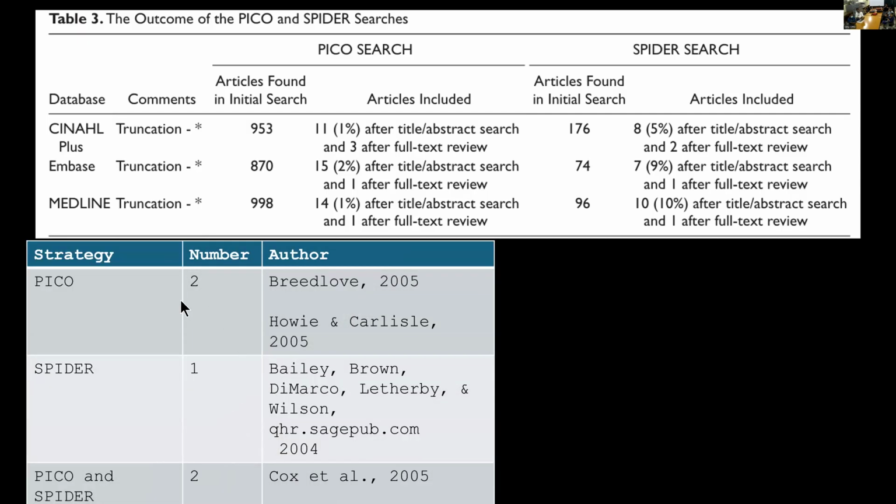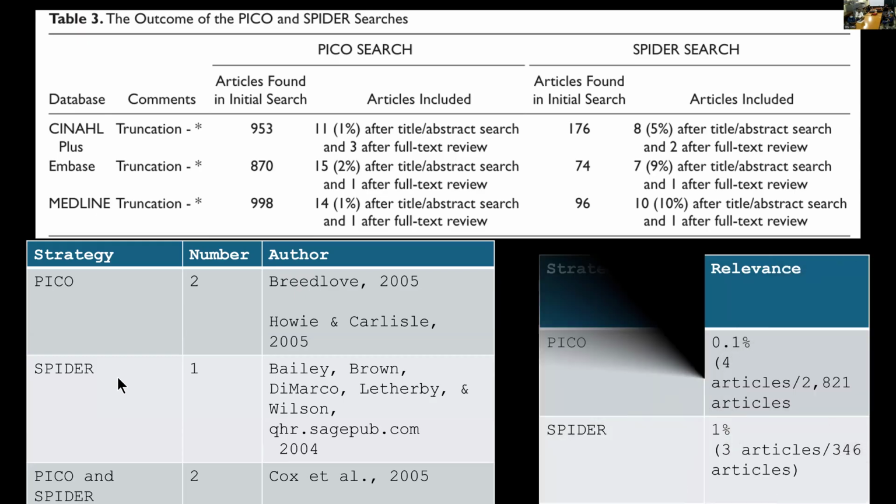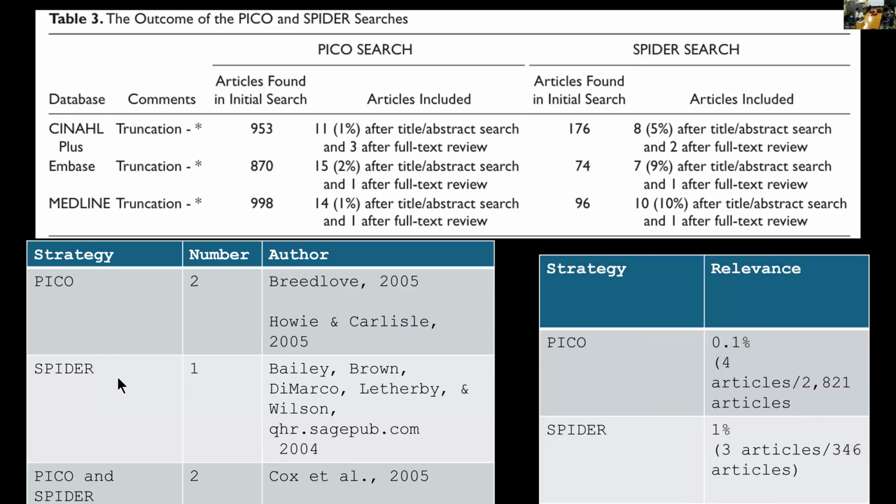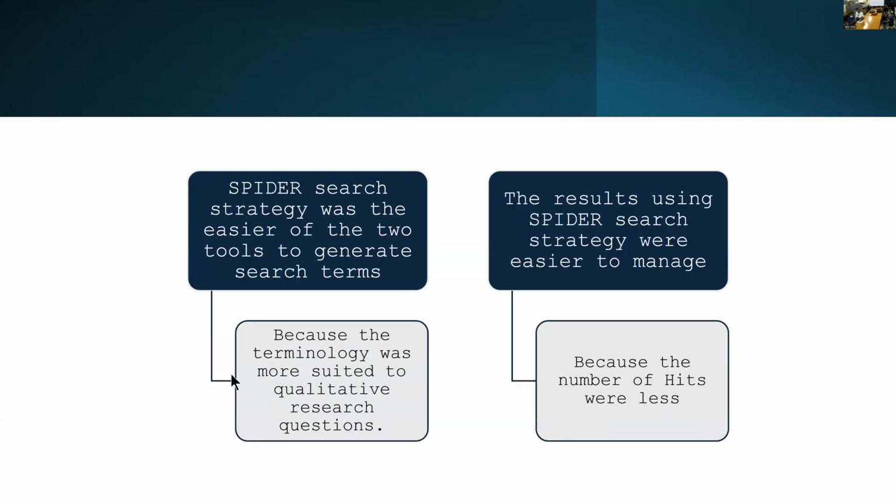So when they combine all the relevant articles from all the various databases, for their question, they found only 5 articles were useful. Out of it, both PICO and SPIDER picked up 2 articles. PICO alone picked up 2 articles. SPIDER alone picked up 1 extra article. And the relevance of PICO was 0.1% and SPIDER was 1%. And the reviewers felt that the SPIDER search was easier because they were able to generate search terms, because the terminology actually fitted in with their question. And it was easier to manage because the number of hits were less. So it's easier to do a review of all the relevant articles.